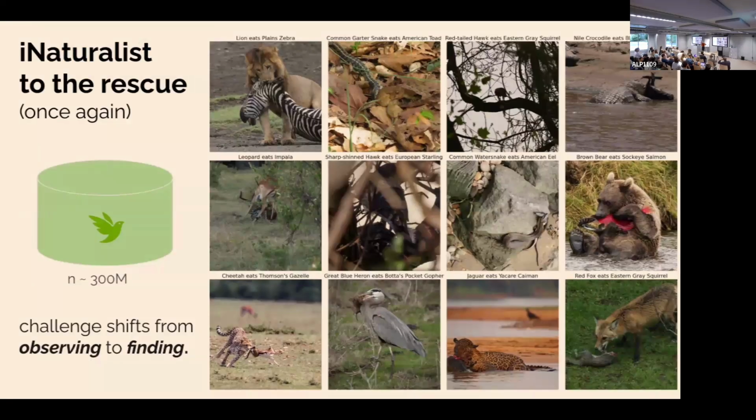So maybe iNaturalist to the rescue once again. We've got 300 million images in iNaturalist. And it turns out there are a lot of images of interactions in iNaturalist. But now the challenge shifts from observing the interactions to finding them in this database. I think this is very promising. Now imagine, I told you about the n choose n complexity. Imagine training a supervised model for this problem when we don't know if the images are in there in the first place. So I think pretty clearly this is not going to be a supervision thing.